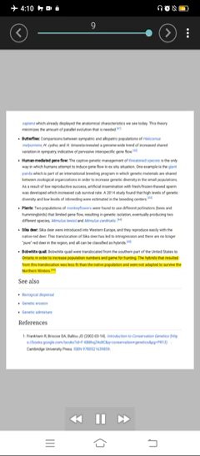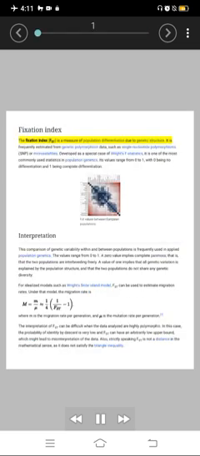Fixation index. The fixation index, FST, is a measure of population differentiation due to genetic structure. It is frequently estimated from genetic polymorphism data, such as single nucleotide polymorphisms, SNPs, or microsatellites. Developed as a special case of Wright's F statistics, it is one of the most commonly used statistics in population genetics. Its values range from 0 to 1, with 0 being no differentiation and 1 being complete differentiation.